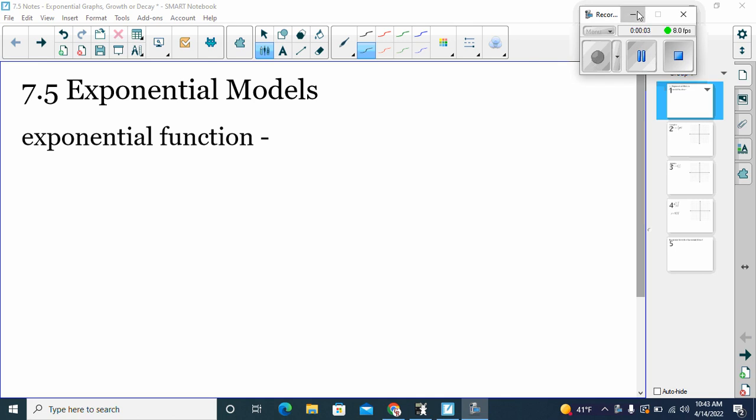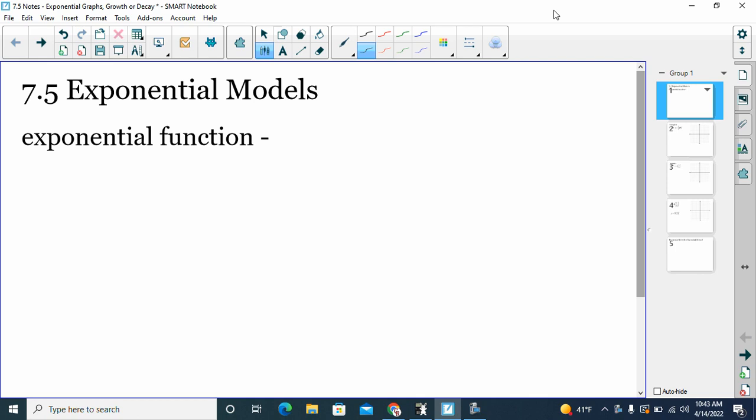These are notes from section 7.5 in your textbook titled Exponential Models. First thing we need to do is define what an exponential function is. We've been dealing a decent amount with exponents. An exponential function is an equation with a variable in the exponent.